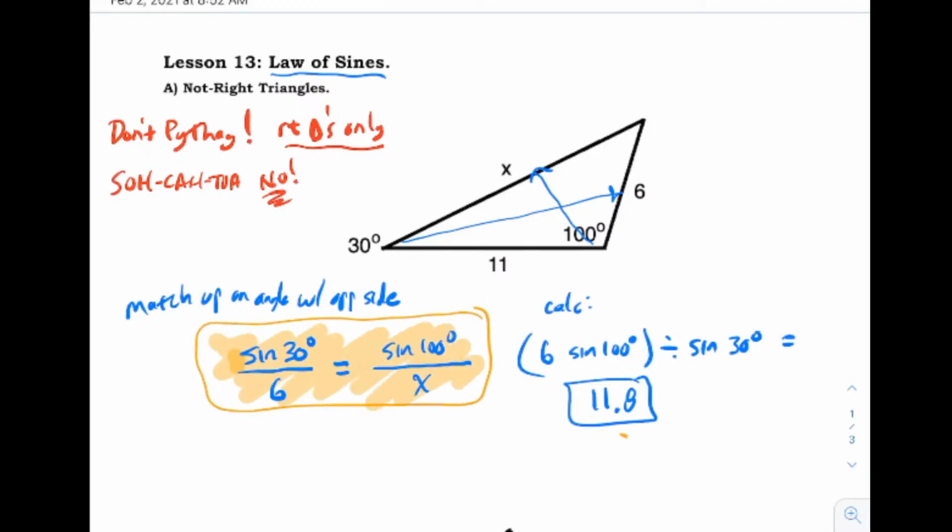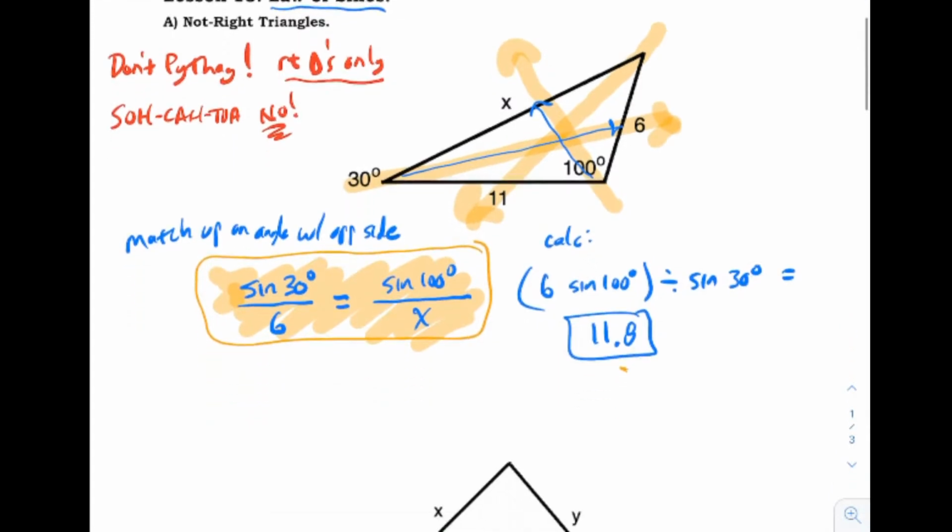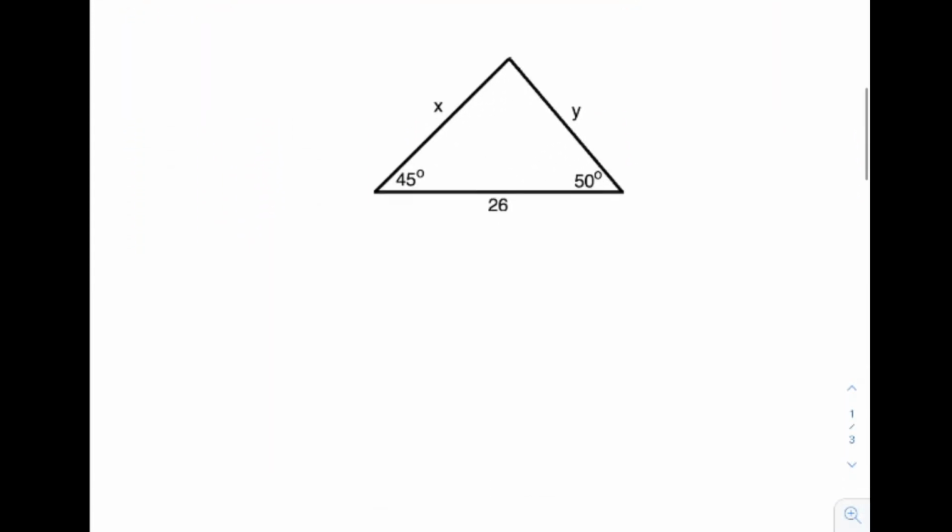It's a proportion thing. So again, sine of an angle on top of its opposite side equals sine of an angle on top of its opposite side. And it's the same everywhere. It's the same as the sine of this angle, whatever it is, over the 11. It's the same going all the way around the triangle. It always works. It's really cool. Let's look at another one.